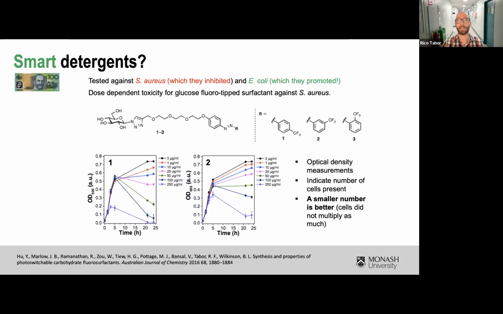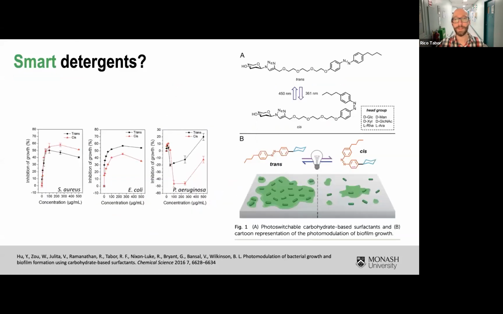And we tested these against Staph aureus, which they inhibited quite effectively, and against E. coli. And interestingly, E. coli gobbled them up and actually grew much faster in their presence. So it turns out to be quite a bit harder than we initially imagined. But we've still got a few ideas in that space, so hopefully we can make some further contributions there.